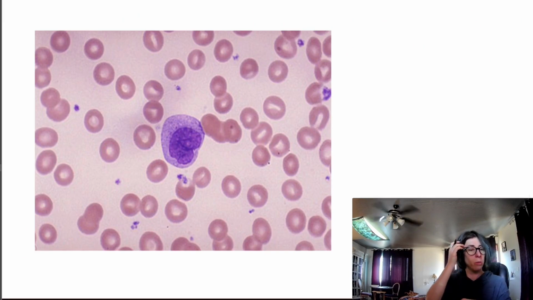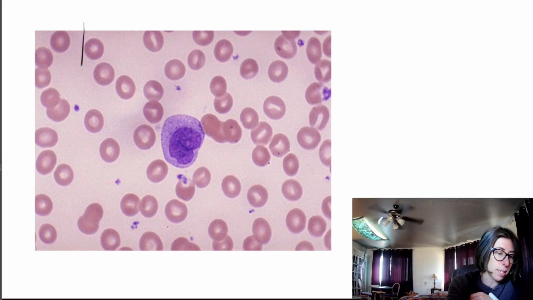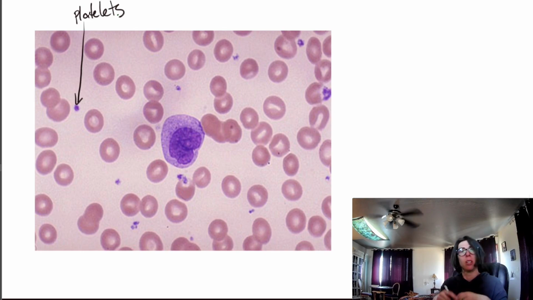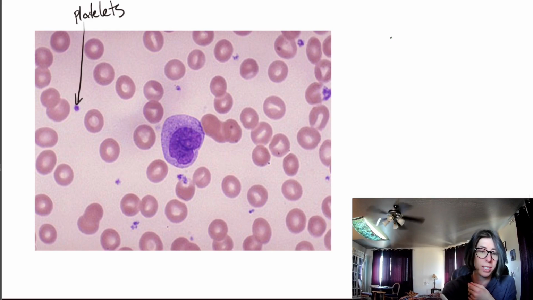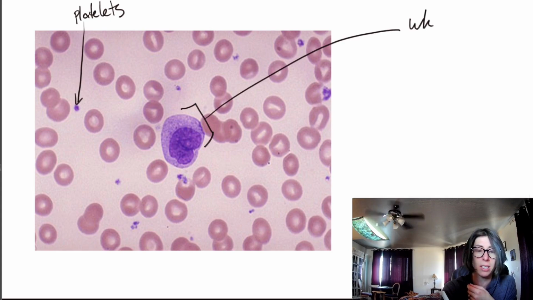Oh yes, this one really shows you these platelets better. So those platelets, they're not always lumped together like in the last picture. They're kind of just flecks throughout the slide. And then this, again, so now what is this? If you had a test question, what is the cell?